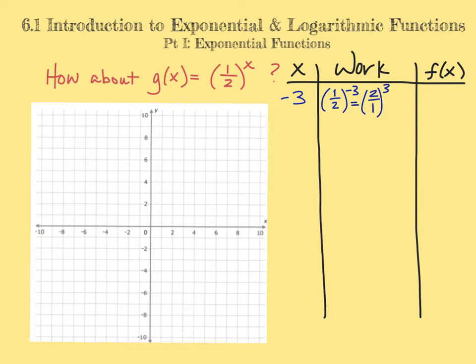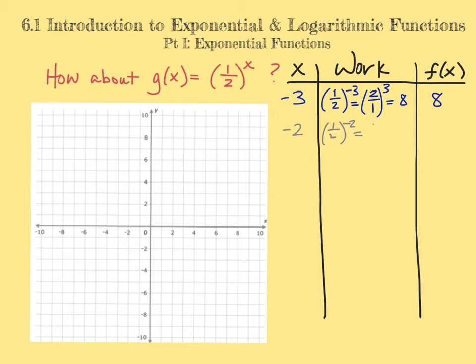So this is really 2 to the positive third. So it's 2 to the third over 1 to the third. 1 to the third is just 1. So this is really just 8. So our output is 8 here. Let's plug in -2. If we plug in -2, that means we're taking 1/2 to the -2nd.